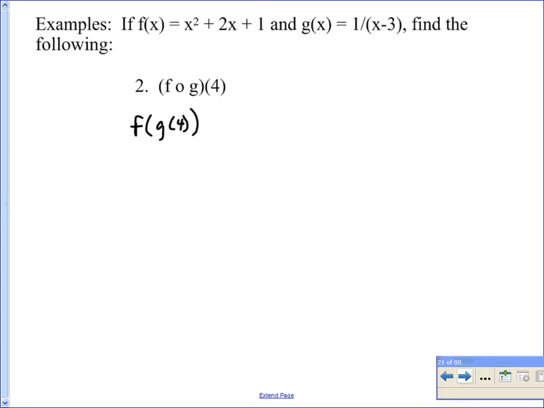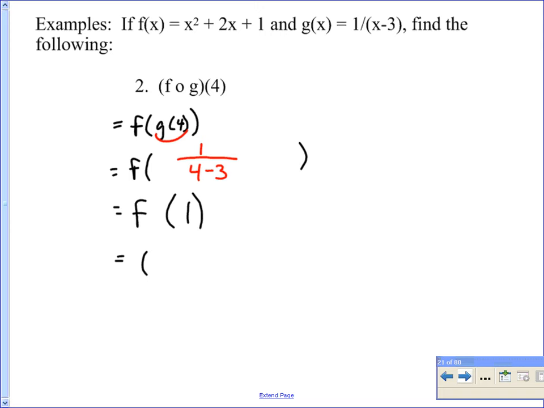So again, I'm going to focus on taking care of this piece, but I'm going to leave my f in place, and I'm going to use red for everything I'm doing here. I'm going to g, and g is 1 over, I'm putting in a 4 for my x, minus 3. And when I simplify that, I just get f of 1. Okay, 4 minus 3 is 1. So I get f of 1. And then f of 1 is easy to find.